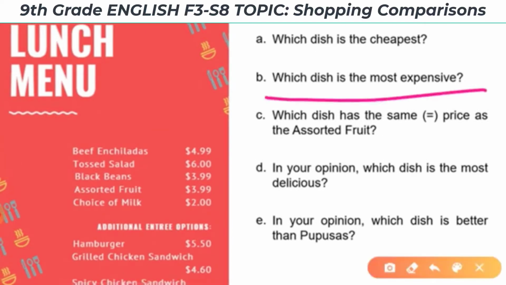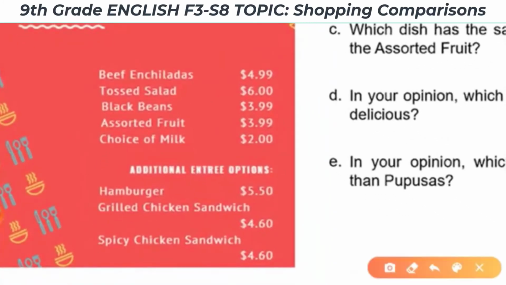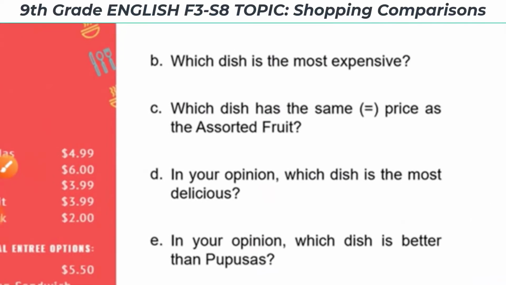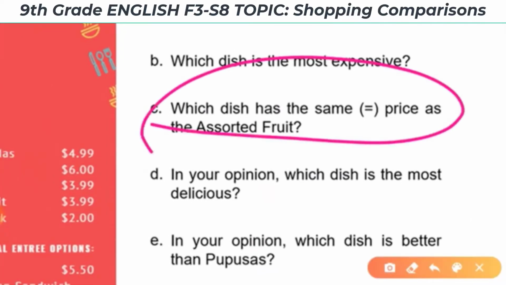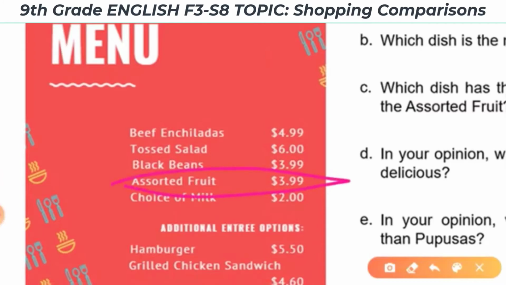Now letter B. Which dish is the most expensive? El más caro, the most expensive. I think the most expensive is here. The toast salad is the most expensive. Now, letter C. Which dish has the same, equal, el mismo, price as the assorted fruits? Okay, the assorted fruits, hasta aquí. Here the assorted fruit. ¿Qué dish is equal in price? What dish is equal in price? The black beans. So, the black beans is as expensive as the assorted fruits.